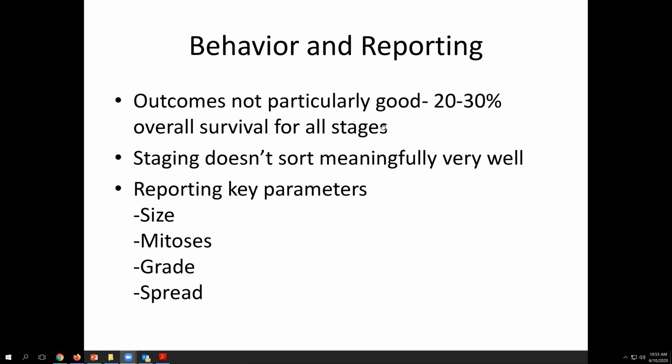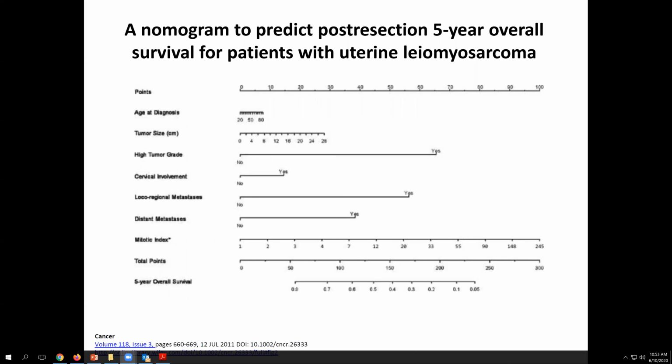Well, how should we report these? Unfortunately, these are tumors that do not generally do well. Survival is certainly less than 50%. But to make things even worse, conventional staging doesn't really sort out the ones that are going to do well and the bad actors. So we would typically report size, mitotic figure, grade of tumor, degree of spread, and so forth, and that would get us a sort of FIGO staging. But that doesn't always capture fully the true prognosis. And let's illustrate that a little bit in a minute.